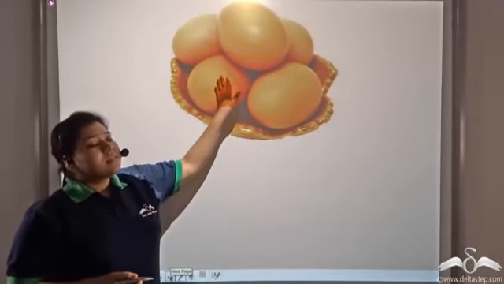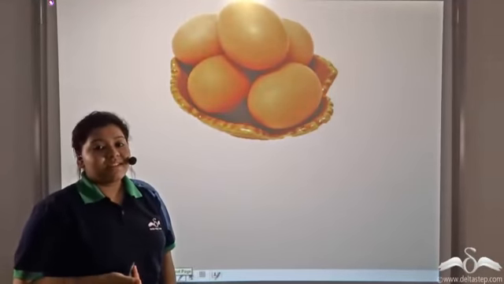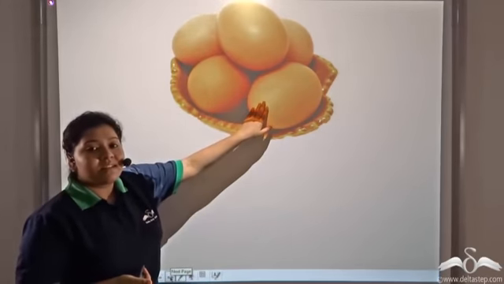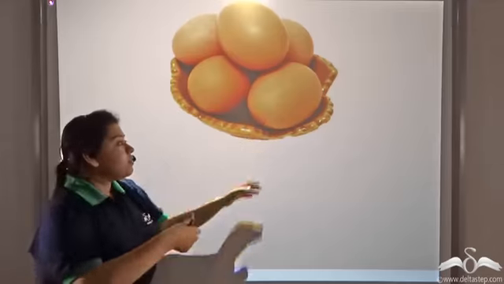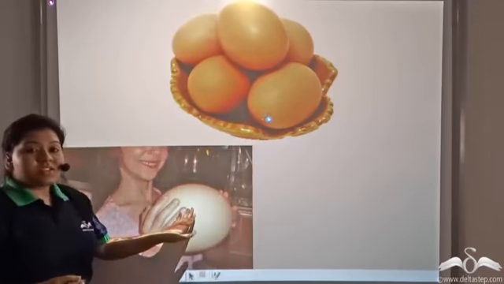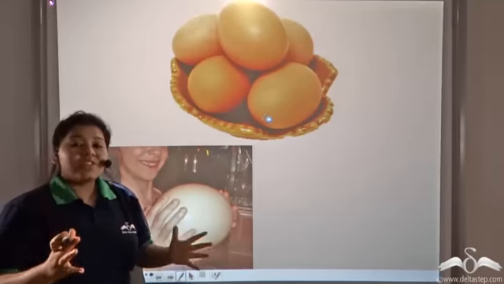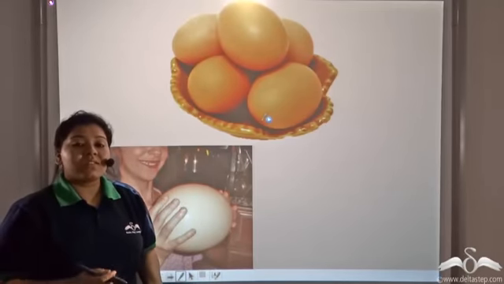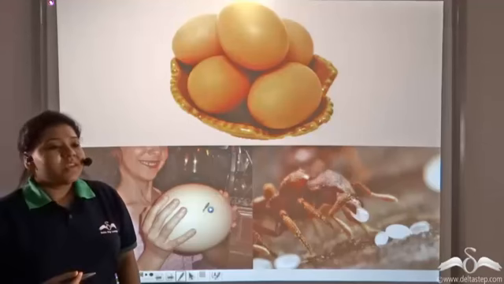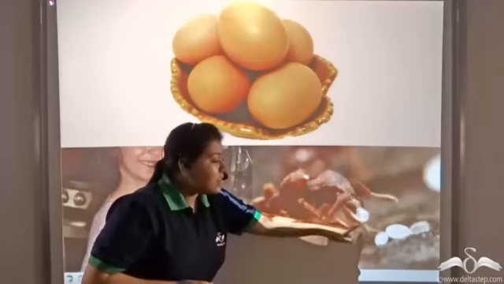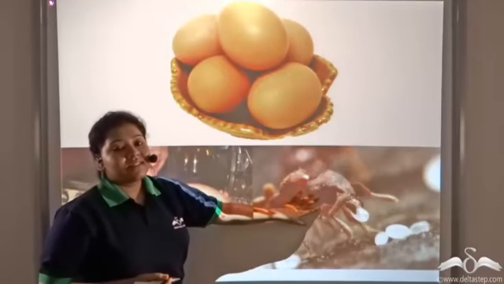Now, this is the common egg that we have for breakfast every morning. This is the hen's egg. Now, I will show you the world's largest egg, which is laid by the ostrich. This is an ostrich's egg, which is the largest egg that is found on earth. Now, you want to see a small egg? Well, these are the tiny eggs that are laid by this tiny ant.